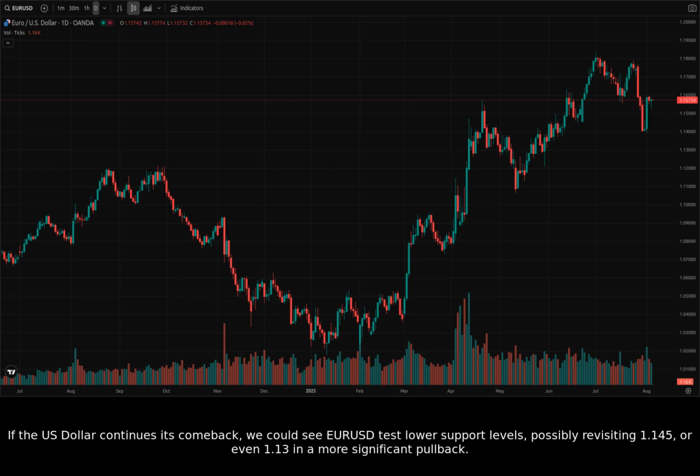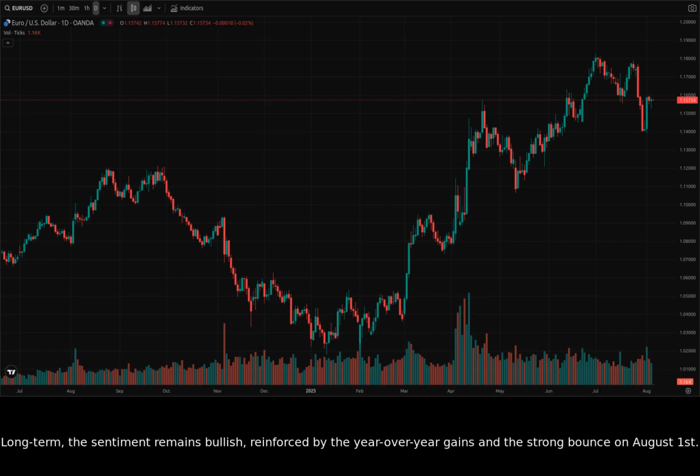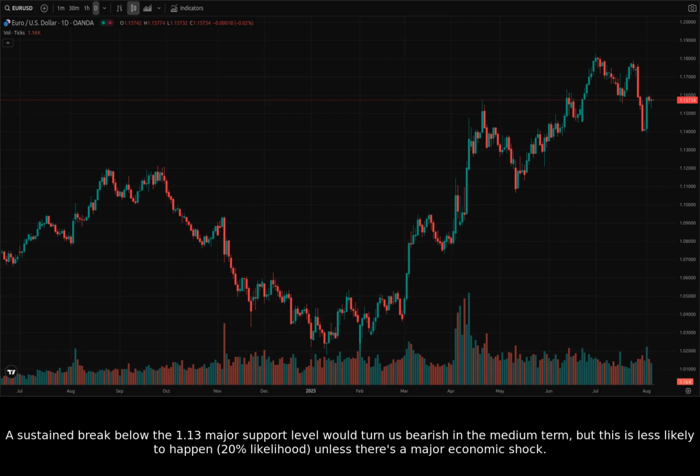If the US dollar continues its comeback, we could see EURUSD test lower support levels, possibly revisiting 1.145 or even 1.13 in a more significant pullback. Long-term, the sentiment remains bullish, reinforced by the year-over-year gains and the strong bounce on August 1st. A sustained break below the 1.13 major support level would turn us bearish in the medium term, but this is less likely to happen, 20% likelihood, unless there's a major economic shock.